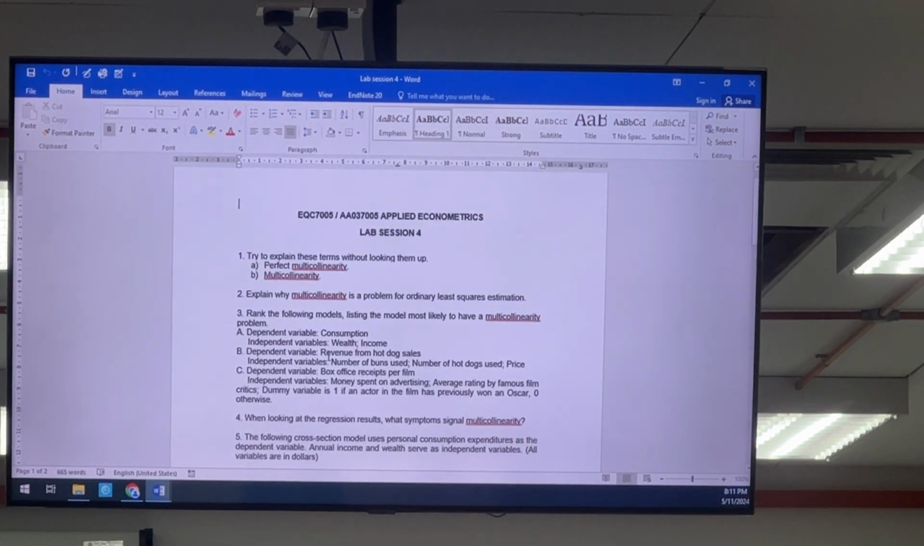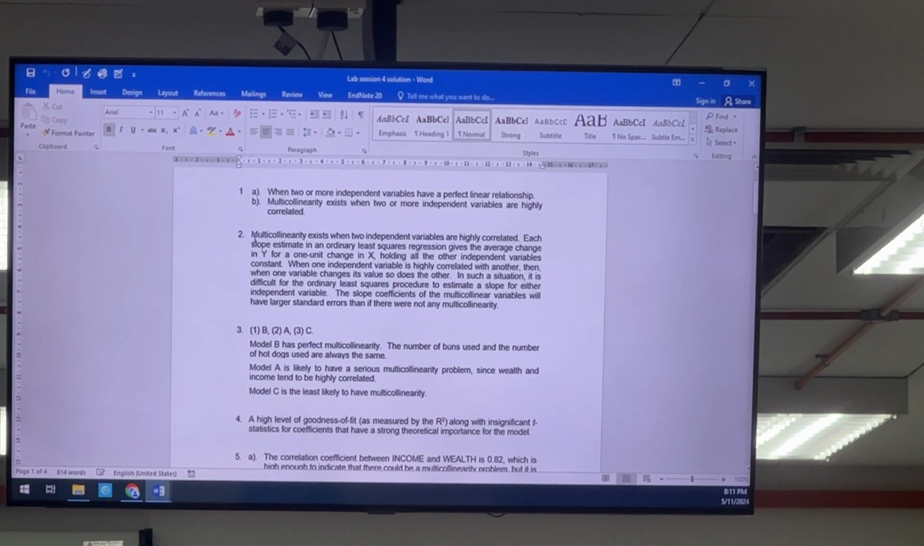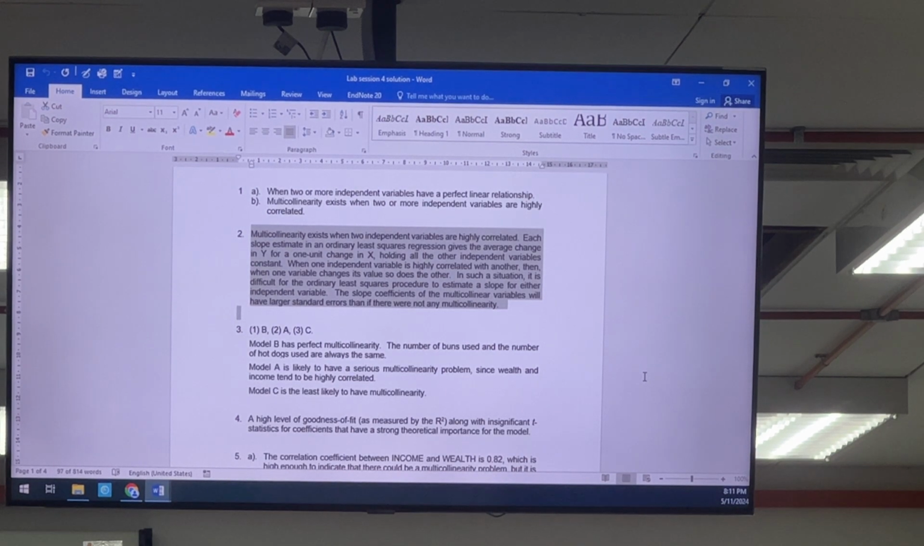Number 2, explain why multicollinearity is a problem for ordinary least squares estimation. As explained earlier, multicollinearity exists when two or more independent variables are highly correlated. Each slope estimate in an ordinary least squares regression gives the average change in y for a one unit change in x, holding other independent variables constant, or remain unchanged. What we call ceteris paribus.